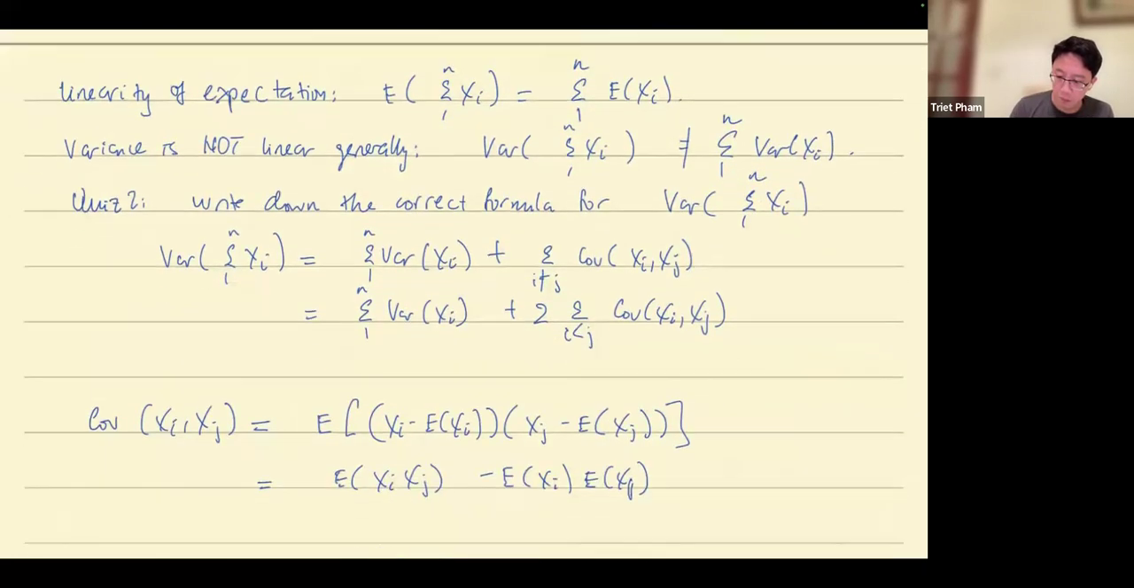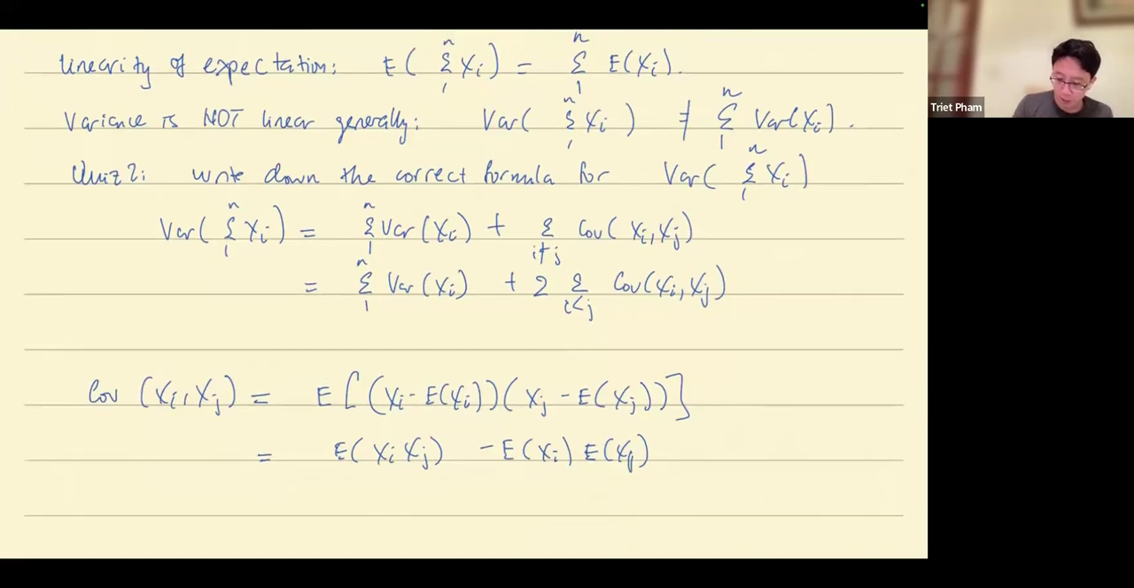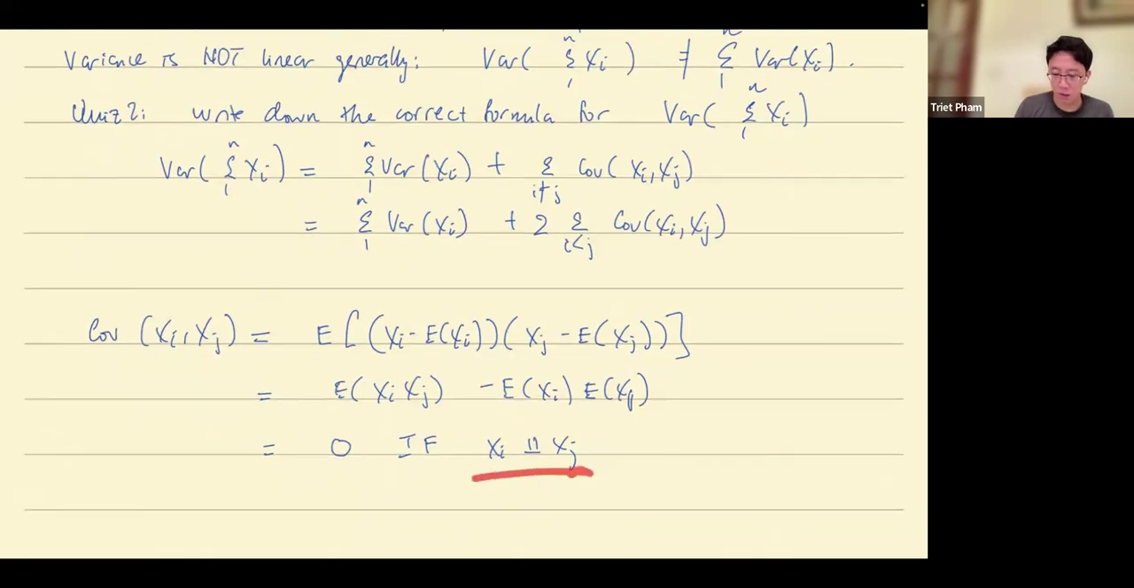But here we note that the covariance of two random variables is going to be exactly 0 if xi and xj are independent. In other words, if two random variables are independent, then the covariance is equal to 0. But not the other way around. Covariance equal to 0 does not necessarily imply that two random variables are independent.